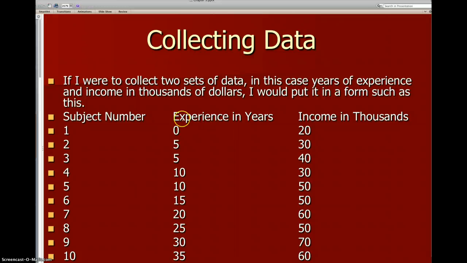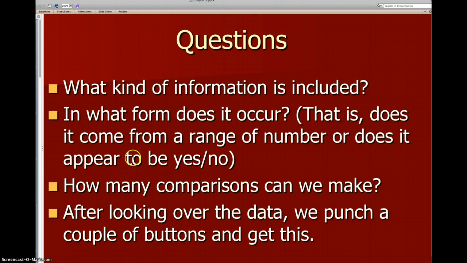So for example, this is subject number one. They have 0 years of experience and they make $20,000 a year. Subject number two has 5 years of experience and makes $30,000 per year, and so on and so forth all the way through. Now, the question we ask is, what kind of information is included?